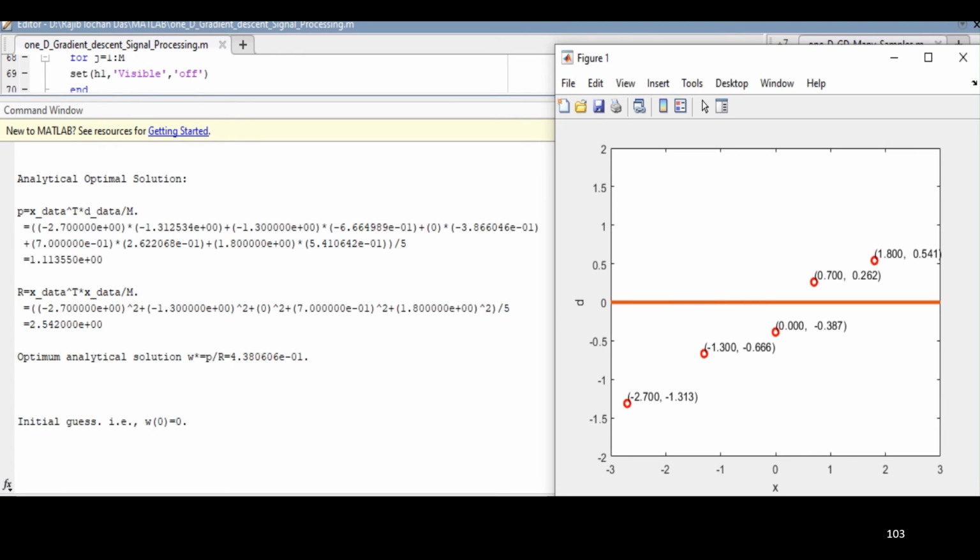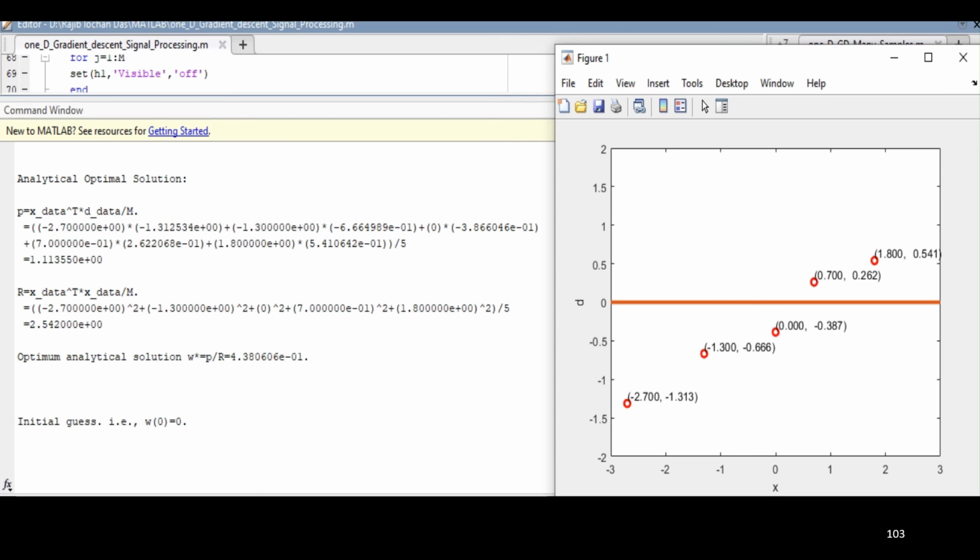So the initial value I have considered here is 0, and I have calculated all the values. So p I have calculated here. You see, it is a summation of d and xn only, and the average value of that. You just multiply these two, the corresponding ones, and then add all those things, and then at the end divide by 5, and you will get the p value. And R is a summation of x squared n upon capital M. So you take the square of the x values and then add, and then at the end I have divided by 5. I have got this one. This is R. So the optimal analytical value W star is this one.